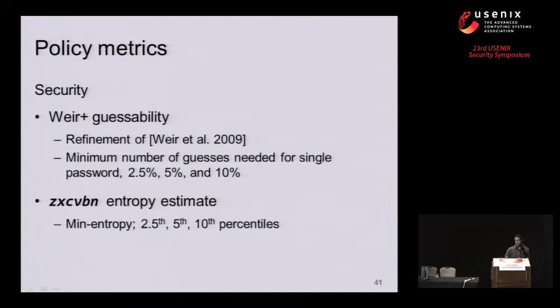We also use entropy estimates provided by the ZXCVBN project that I mentioned earlier. This gives us an entropy estimate for each password that we can use to figure out the minimum entropy of a password in each sample, or compute other measures over the distribution of entropy values, like percentiles. We would have liked to use a probability metric, but even with over 400 passwords per condition, all of the passwords we collected were unique within each condition, so there was no way for us to estimate probabilities in any meaningful way.